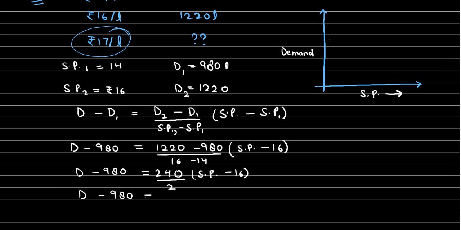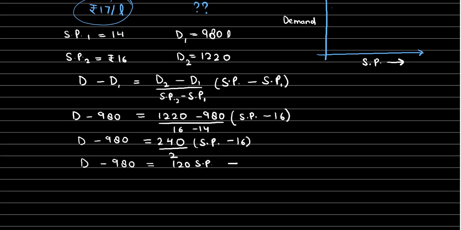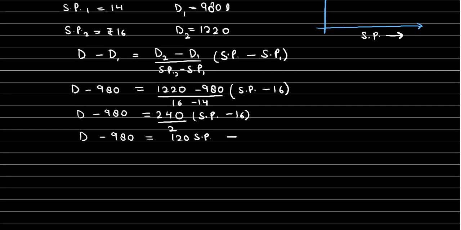So D minus 980 is equal to 120 times selling price minus 120 times 14. How much is it? So from here we get the relation: D is equal to 120 times selling price minus 700, plus 980, and that's going to be minus 700. So this is how we can find out the demand for any value.